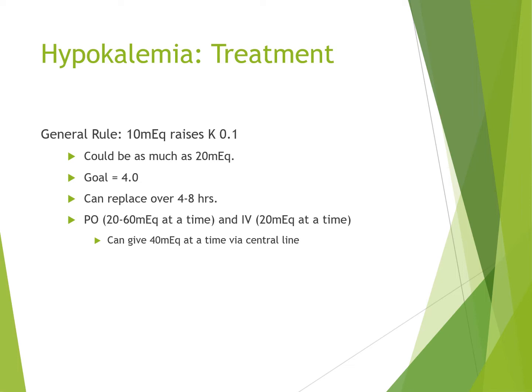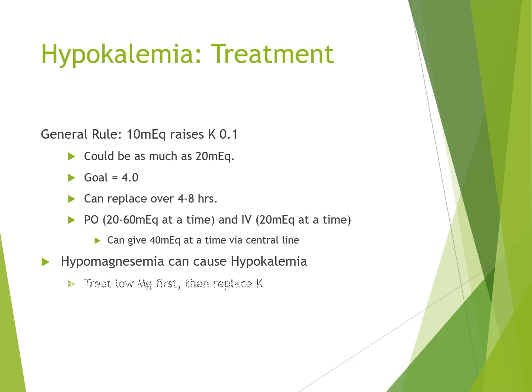Remember, potassium is used in the lethal injection cocktail, so you never want to push potassium very quickly, as this would stop the heart. Always remember that hypomagnesemia can cause hypokalemia, so you have to check it. Anytime the potassium is low, automatically ask yourself, what is the magnesium? When you do find the magnesium is low, you should replace this first and then replace the potassium.